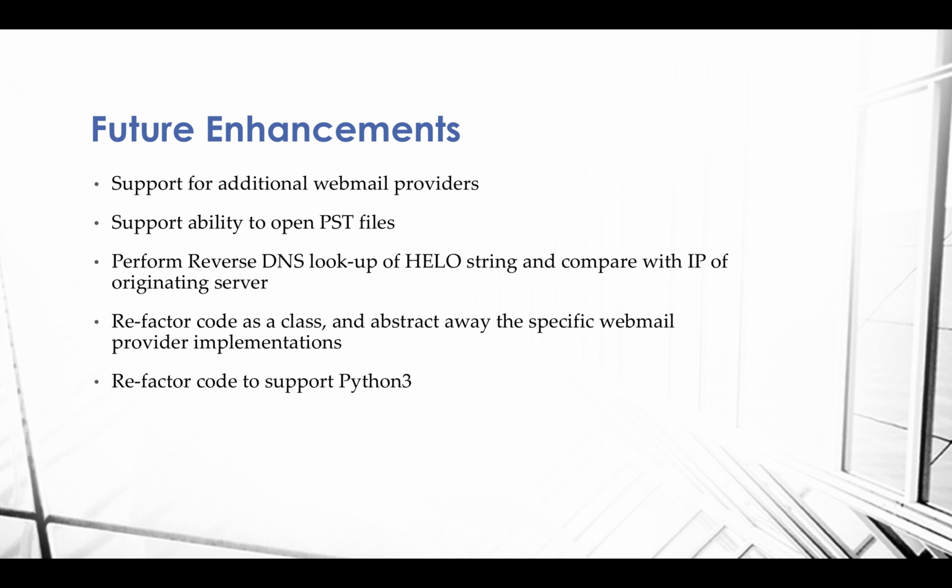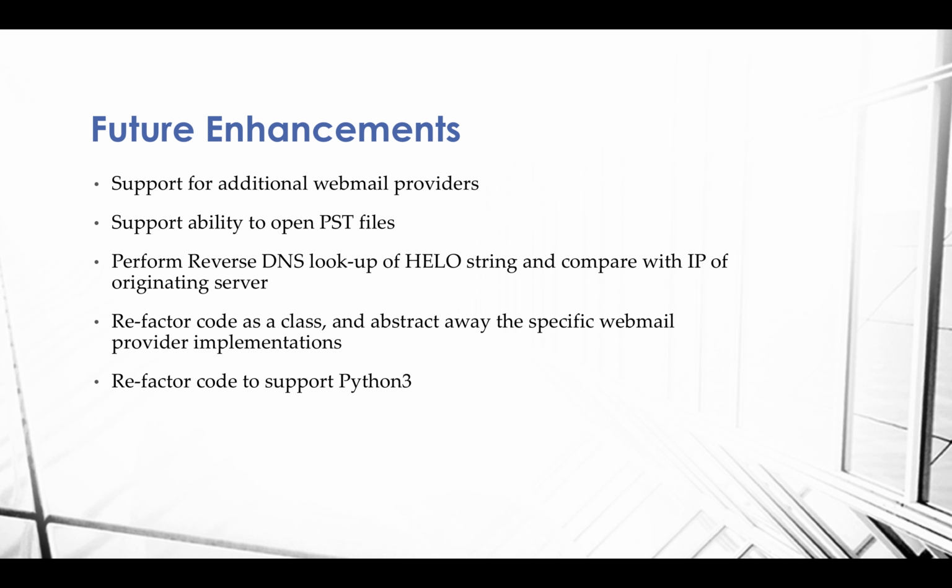One simple thing that I could probably do here is take the hello string, do a reverse DNS lookup, and then compare it with the IP of the originating server. This is in support of anomaly detection, looking for something that stands out, like a forged hello string or something along those lines. I'm certainly not a Python expert, so my code may not be as pretty or as extensible as it could be.